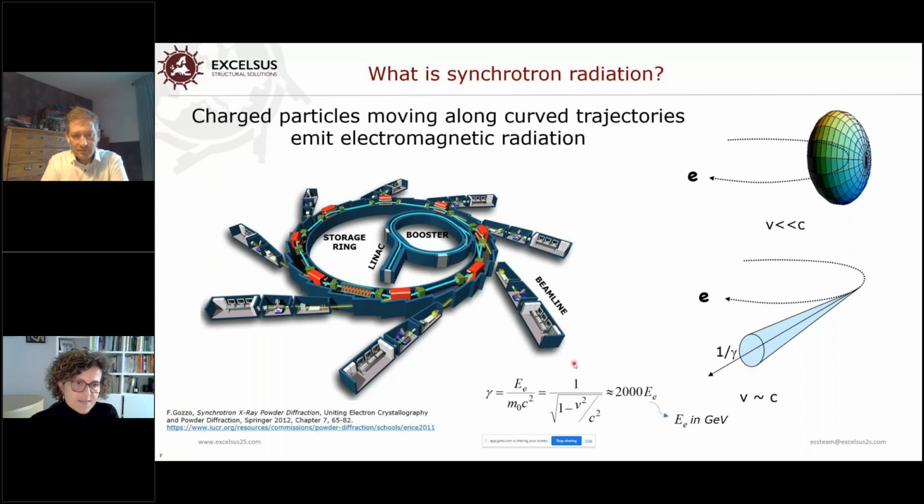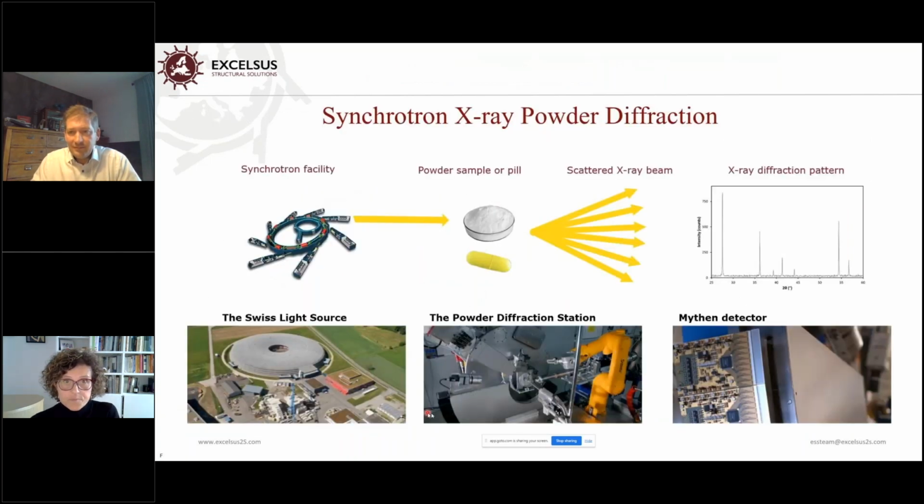In case you are interested in learning more, I saw that there is still a video available on this site; I gave a lecture a long time ago on this. Now, back to this slide. This is how these elements look in the real example of the Swiss Light Source, with the powder diffraction station, where I was responsible for many years, and a detector that is used to collect the scattered intensity.